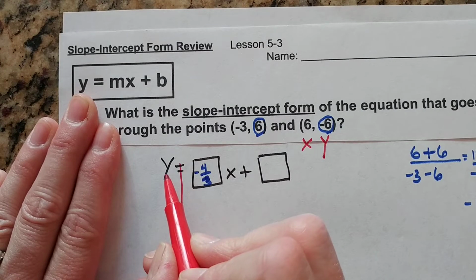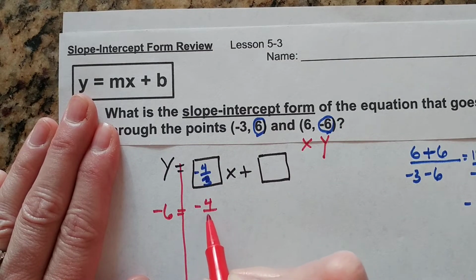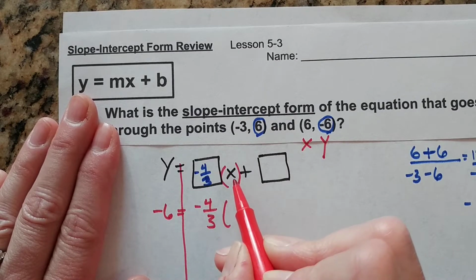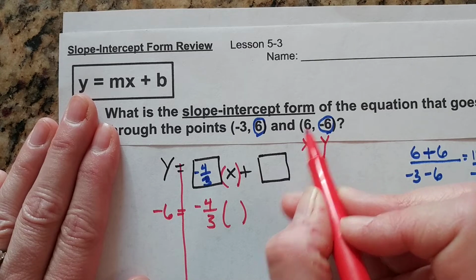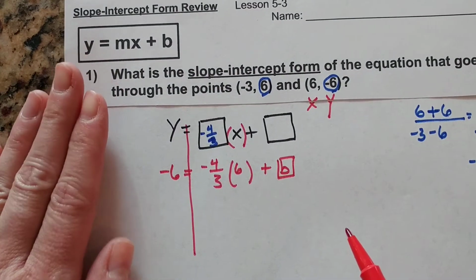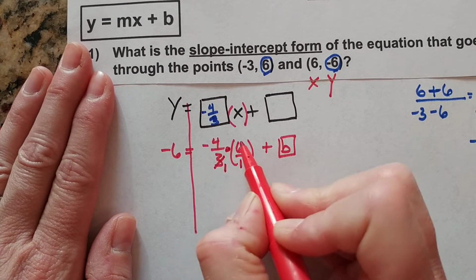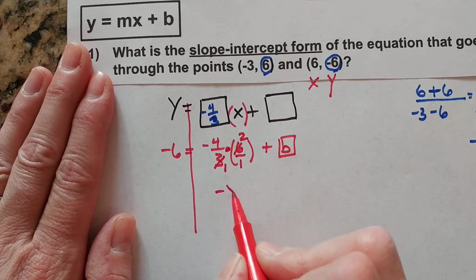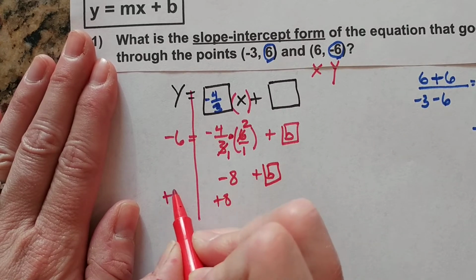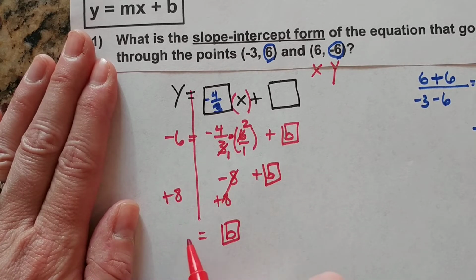So I'm going to change y into the y-coordinate negative 6. And then here, this is multiplication, so I want to multiply by the x-coordinate from the same point, which is 6, plus b. And put that in the little box. That's what I'm solving for. Multiply here, write this over 1, divide by 3, negative 4 times 2. To get the b by itself, I'd have to add 8. And then b equals negative 6 plus 8 is 2.